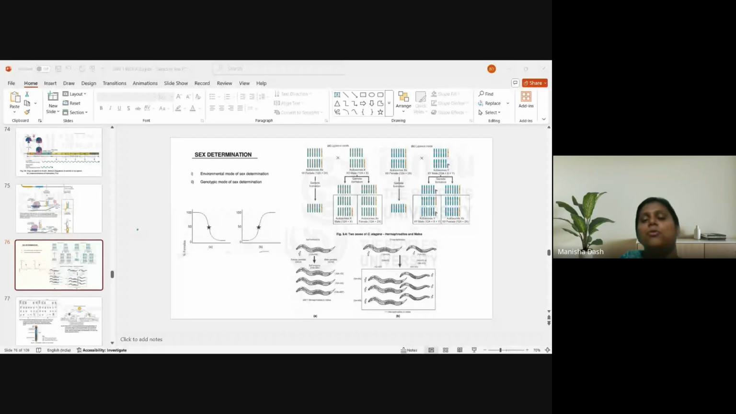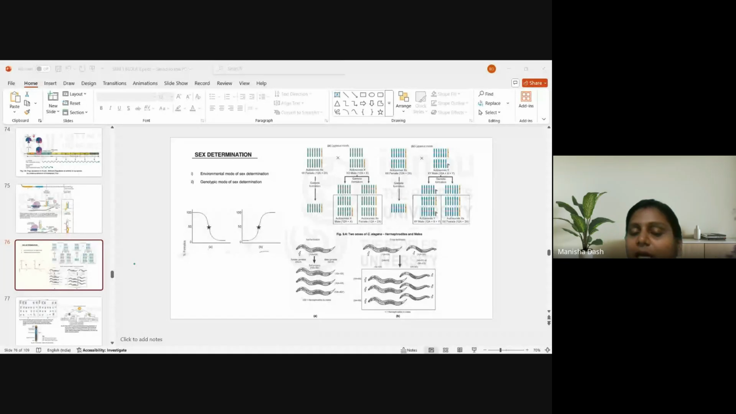For example, in crocodiles, usually if the organism is raised in a low temperature environment, mostly they will develop as female, and if they are reared in a high temperature region, they will develop as males. It might be because the genes that are regulated at the specific temperature determine the gender of the individual. Similarly, there is a genotypic way of sex determination.